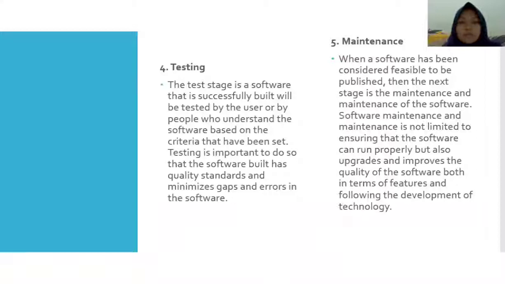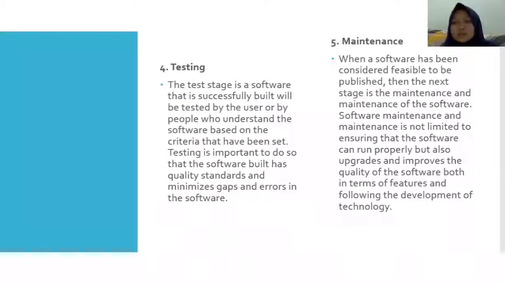Number four is testing. In the test stage, software that is successfully built will be tested by the user or by people who understand the software, based on the criteria that have been set. Testing is important to do so that the software built has quality standards and minimizes gaps and errors in the software. Number five is maintenance.